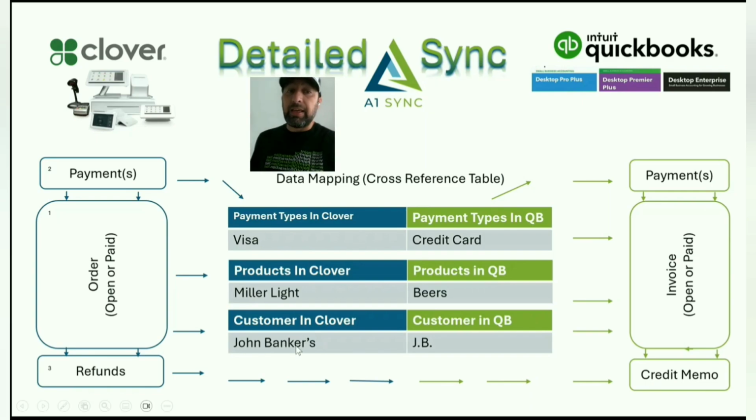Customer is the same thing, and the reason why you would want to have a cross-reference for customer, here's a perfect example, right? So you have John Bankers with an apostrophe S here on this side.